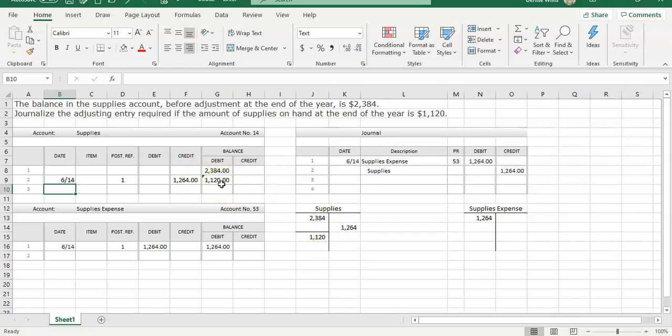With supplies, remember they can give us this information two ways. Here they've given us a beginning balance and an ending balance. We had to find the difference. They could just as easily have said the adjusting entry shows that we have used up $12.64, and that would have been the amount we used. So make sure you know, are they giving you the amount you used, or are they giving you the ending balance? Because it's going to be treated differently. Hopefully this helps. Let me know if you need some more information.